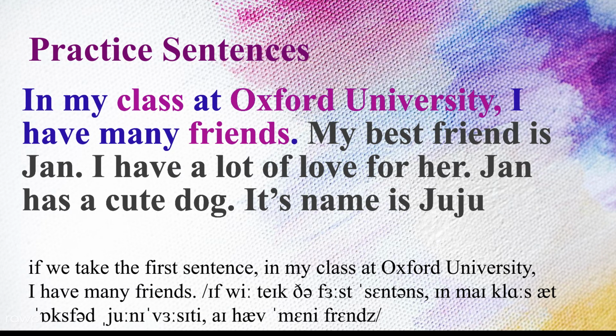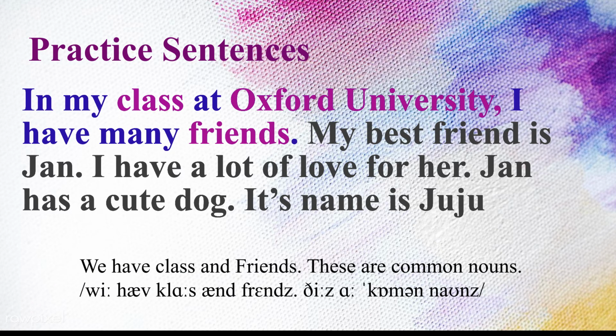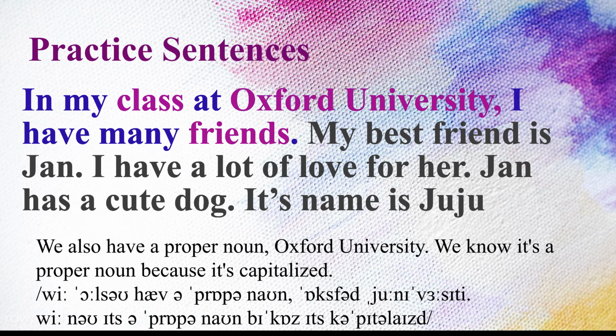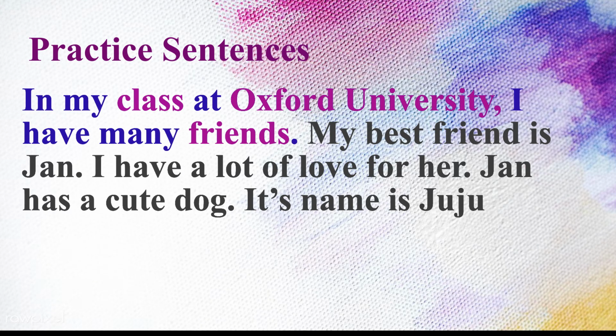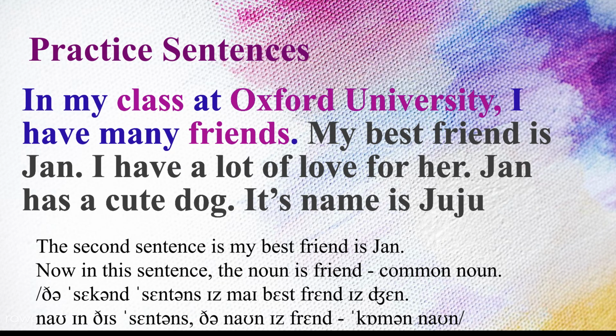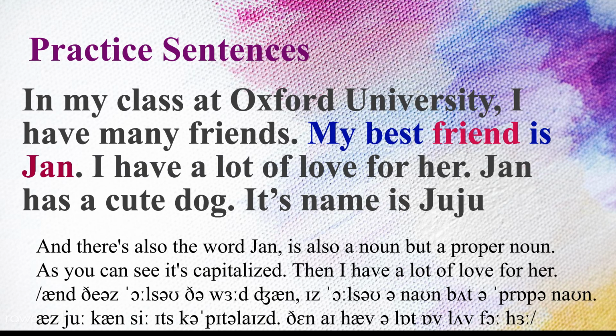If we take the first sentence, in my class at Oxford University, I have many friends. We have class and friends. These are common nouns. We also have a proper noun, Oxford University. We know it's a proper noun because it's capitalized. The second sentence is, my best friend is Jan. Now in this sentence, the noun is friend, common noun. And there's also the word Jan is also a noun, but a proper noun. As you can see, it's capitalized.